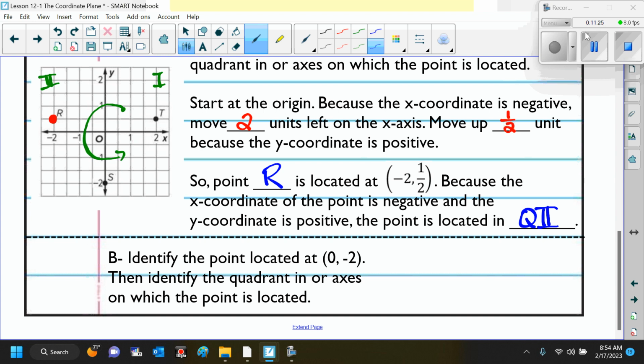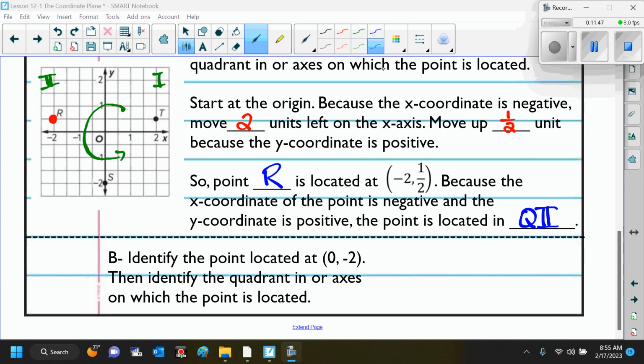All right, so we want to identify the point located at 0, -2, and then we want to identify where it is. Is it in a quadrant or is it on an axis? Okay? And when I say axis, I mean, is it on the x-axis or the y-axis? Is it on one of the lines?